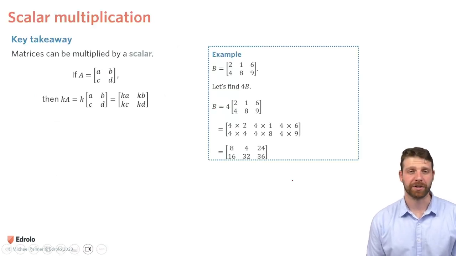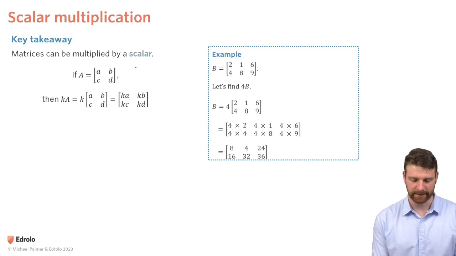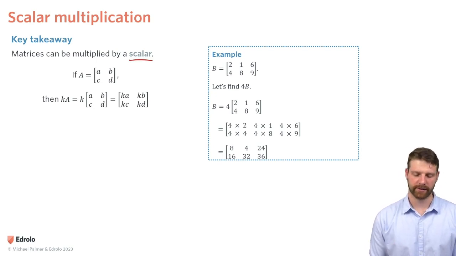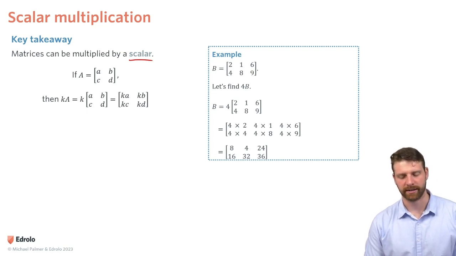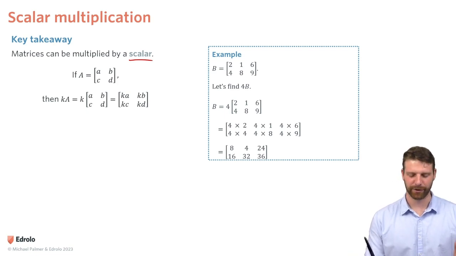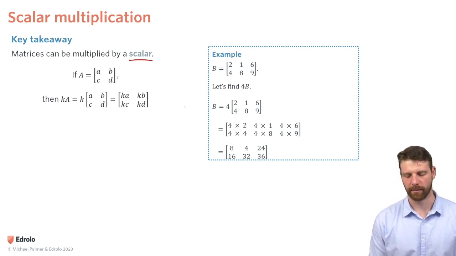Okay, last operation for today is scalar multiplication. And so what you should know is that matrices can be multiplied by a scalar. So if you do physics, you might know the difference between vectors and scalars. It turns out that matrices are a kind of vector. And you don't need to worry about that just yet. If you're interested, maybe you should go and have a look. But today, what a scalar is to us, we would just think about as a number.